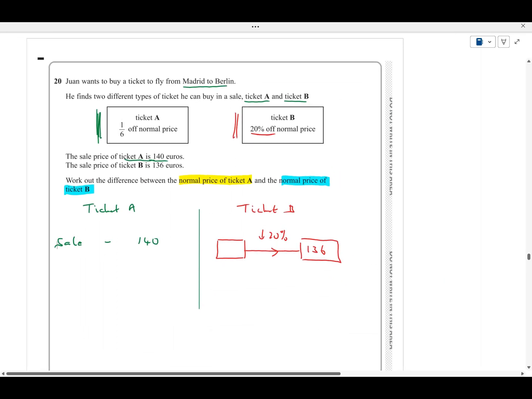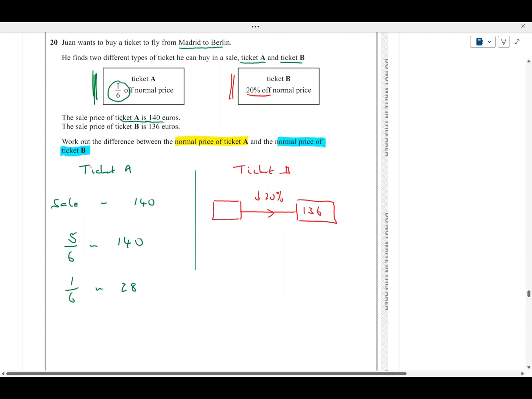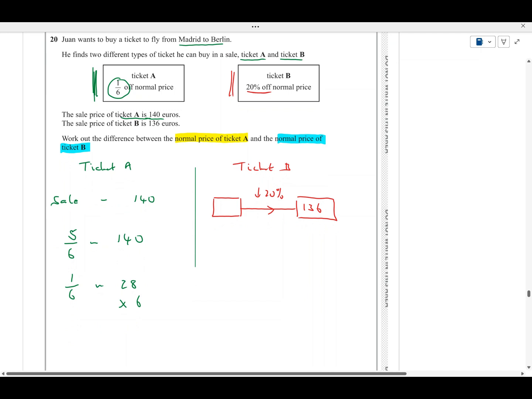So the normal price of ticket A, in the sale it's 140. And in the sale, that's after it's had 1/6 knocked off. So 140 must be 5/6 of the real price. So I'm going to divide 140 by 5 to get 1/6 of the price. That's 28. So the whole price is 28 times 6. So the normal price is 168.